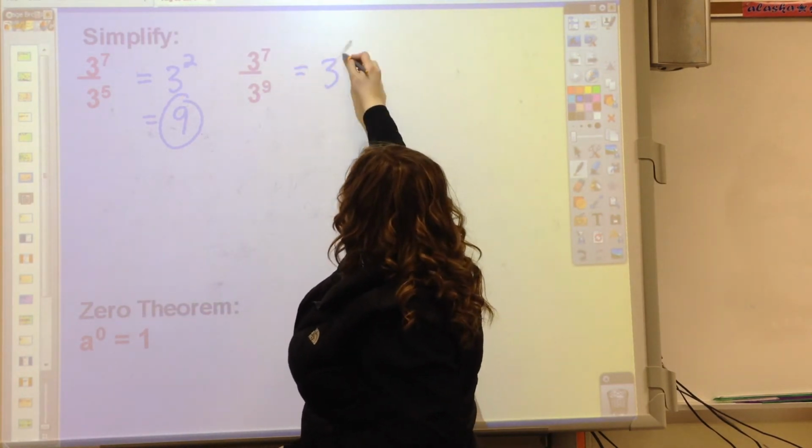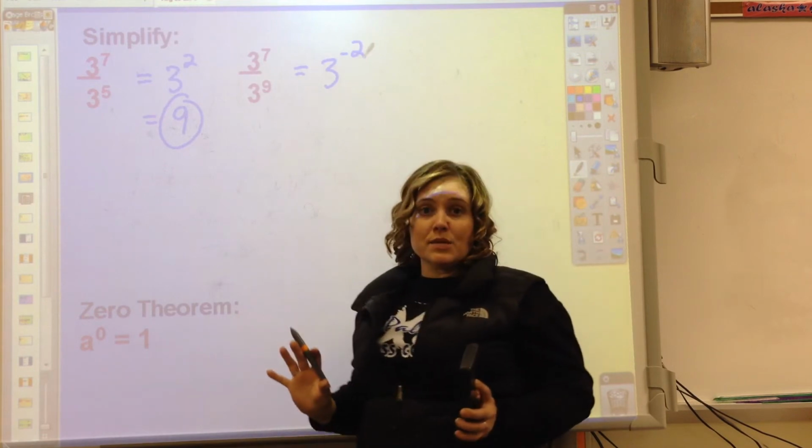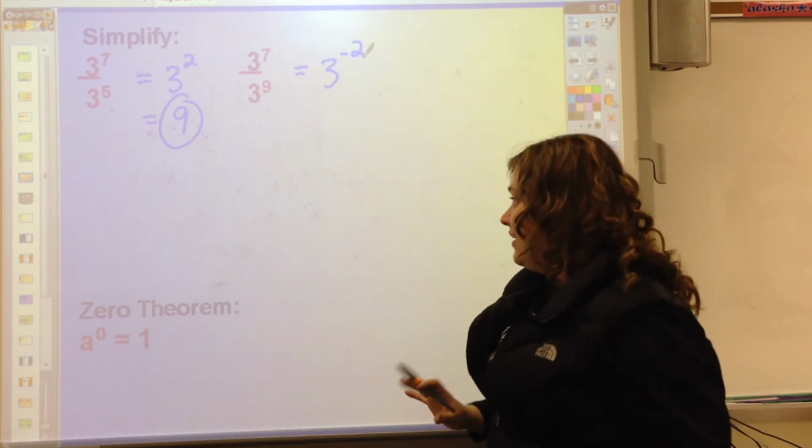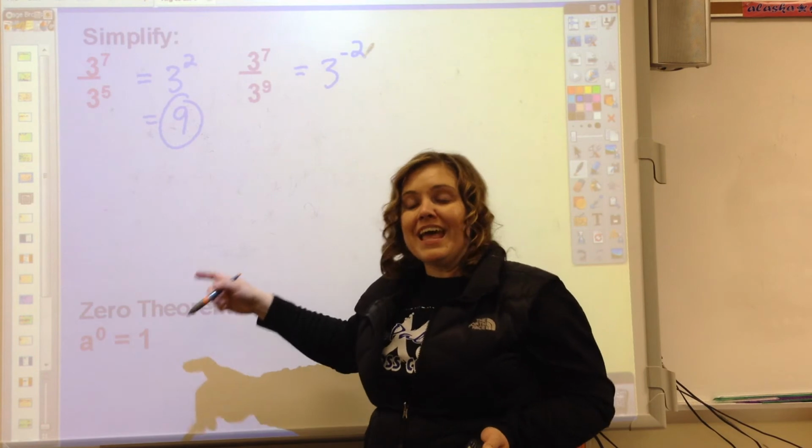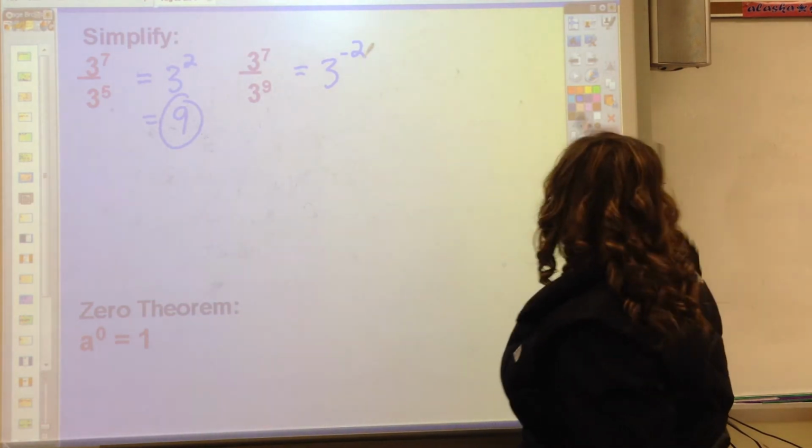Right now I get 3 to the negative 2, and for now I can't simplify. We're going to do more of that in a minute. My 0 theorem tells me that anything to the power of 0 is 1.